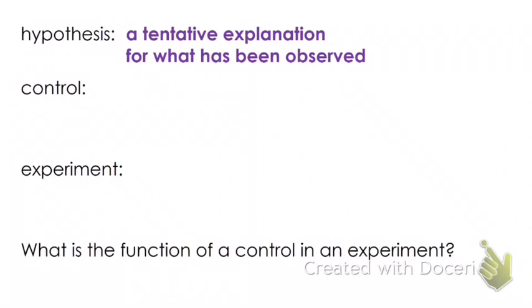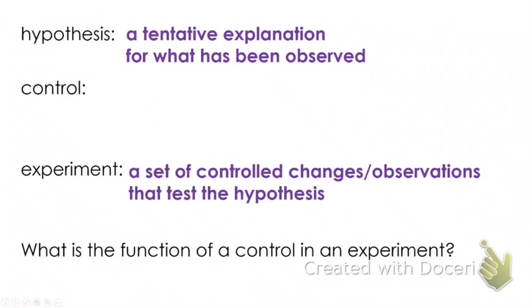Oftentimes it's going to be like an if-then statement. If I do this, then this will happen. Now, I'm going to skip over control for just a second because controls are part of the experiment, and so let's define experiment first. There we go. A set of controlled changes and observations that test the hypothesis.